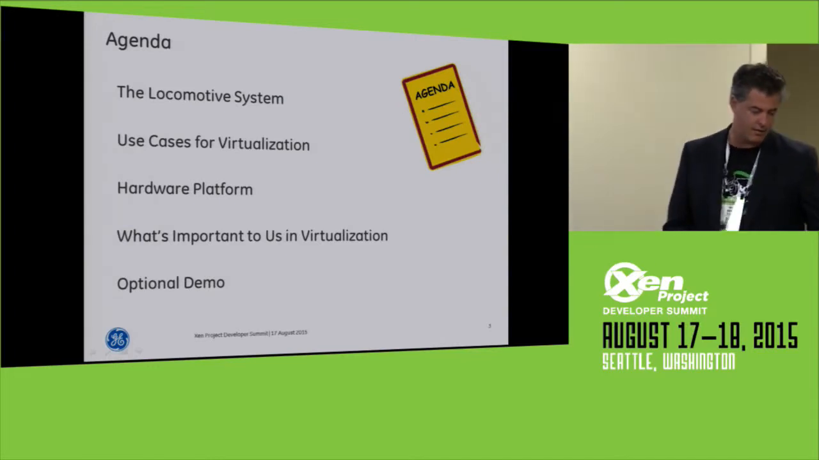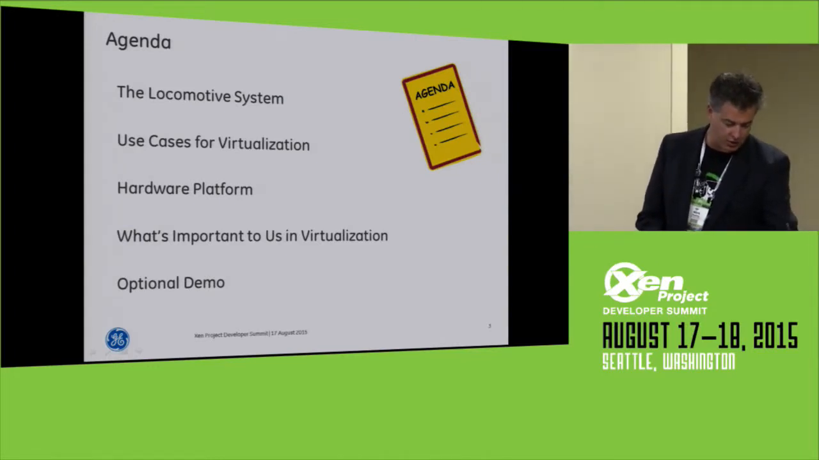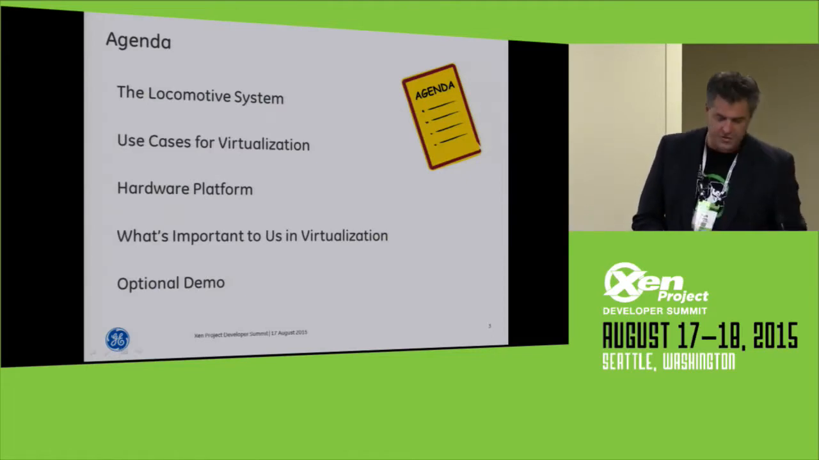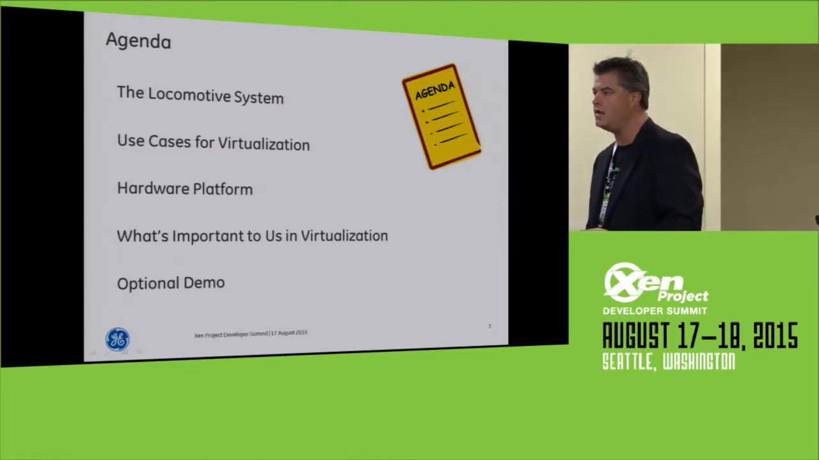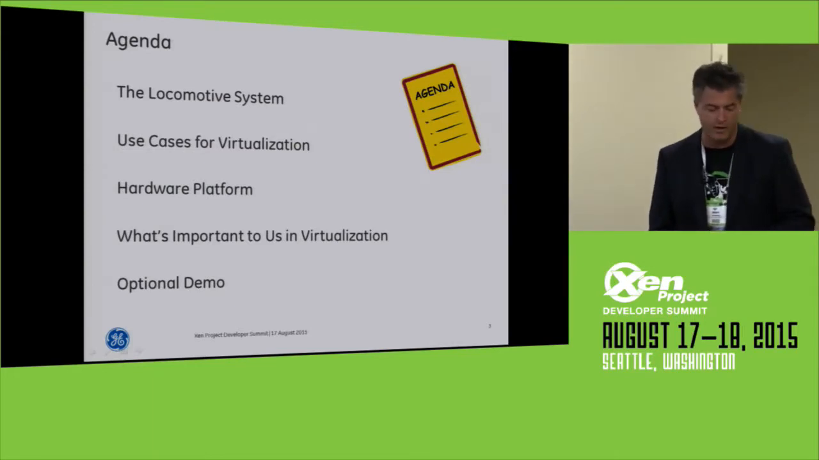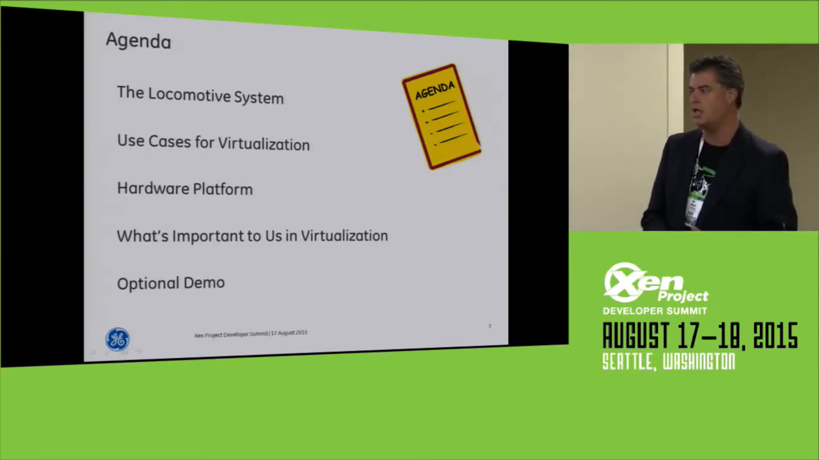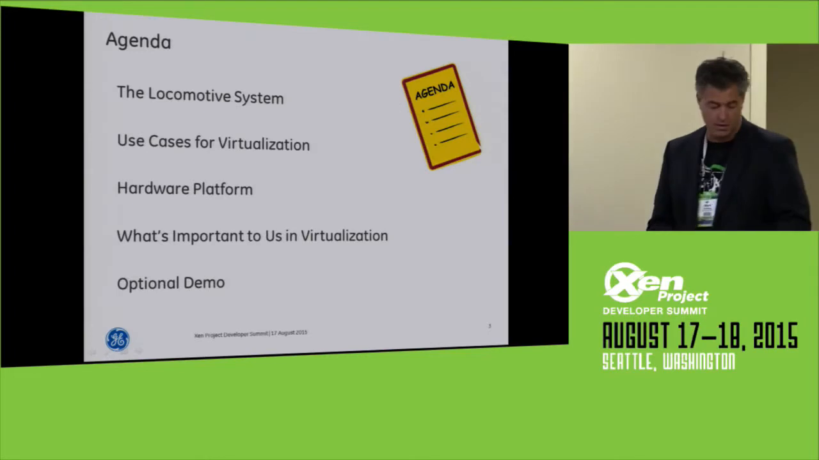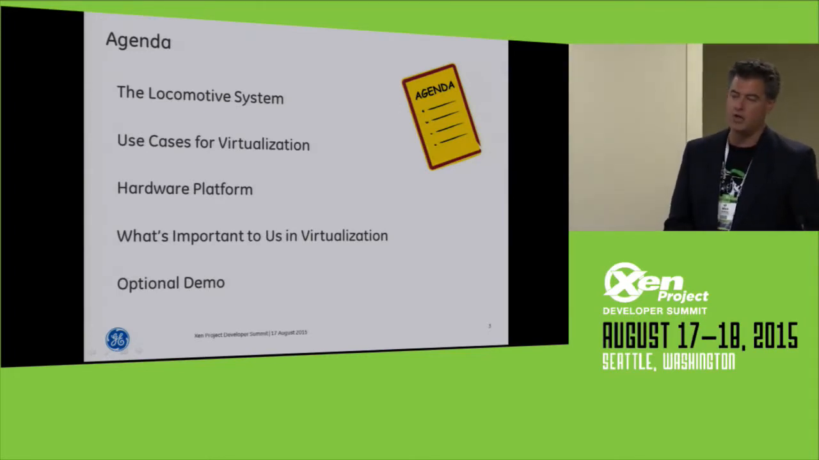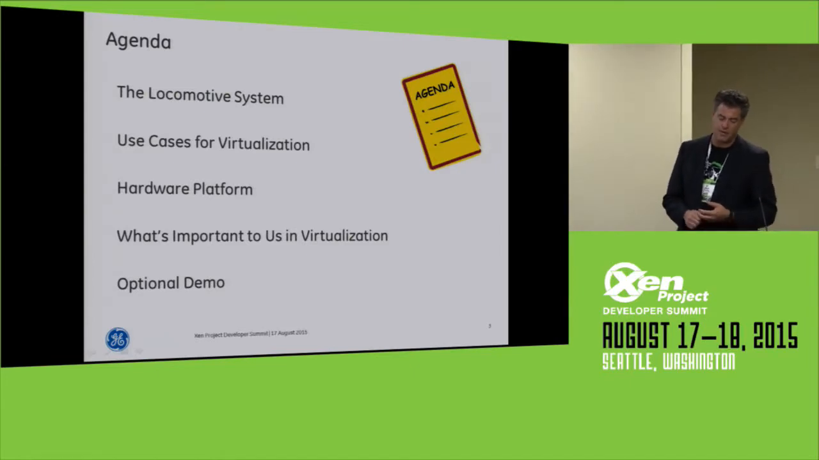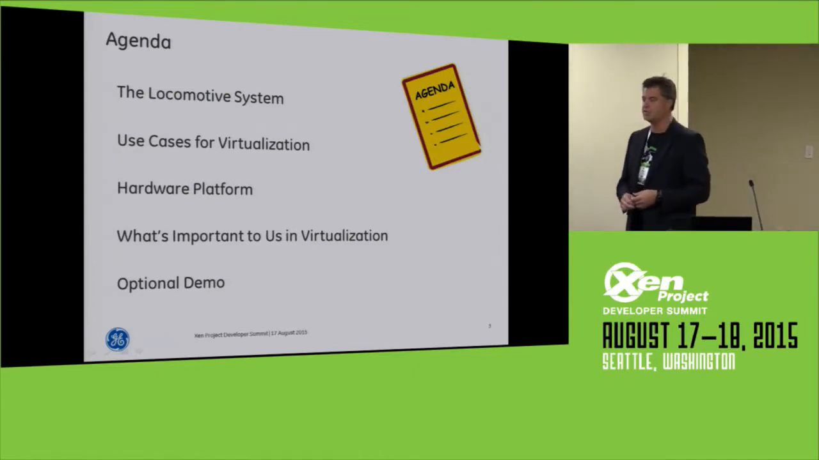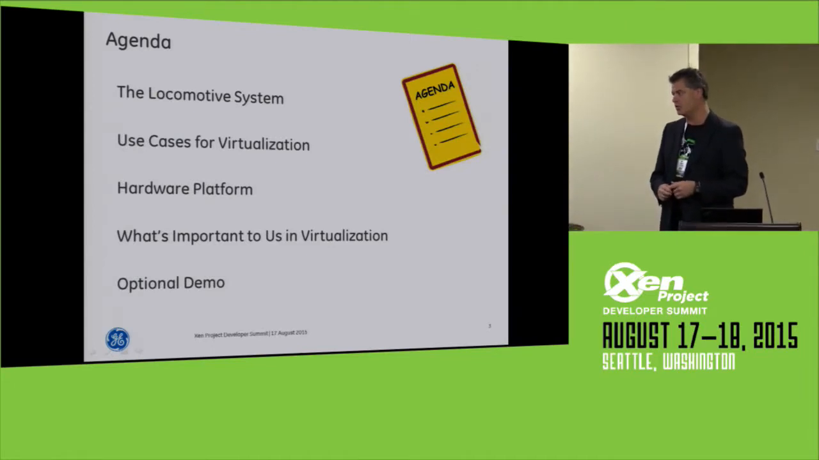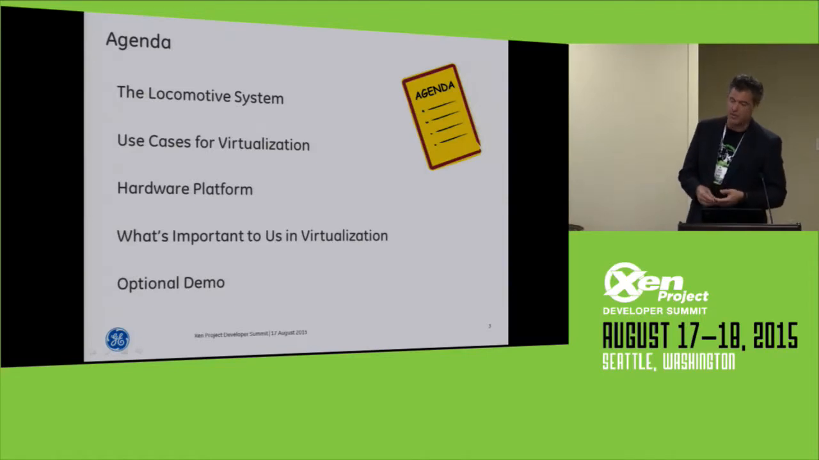Anyway, the agenda we're going to go through is I'm going to talk a little bit about the locomotive system. We're running Zen as a hypervisor on locomotive units running around the field, by the way, both GE and non-GE locomotives, which is kind of neat. We're going to talk about what our use cases are for virtualization, go over our hardware platform, and then most importantly, which is kind of towards the end, discuss what's important to us in virtualization. So if you're a developer for virtualization, or maybe a co-developer or a co-user just like me, you can kind of see what sort of attributes we're using for it.